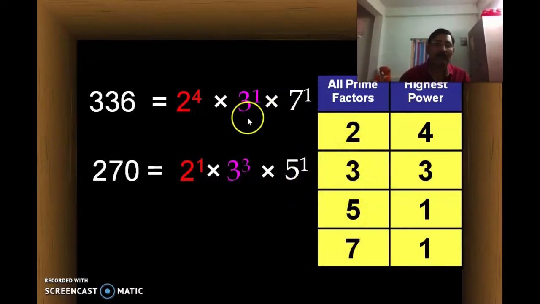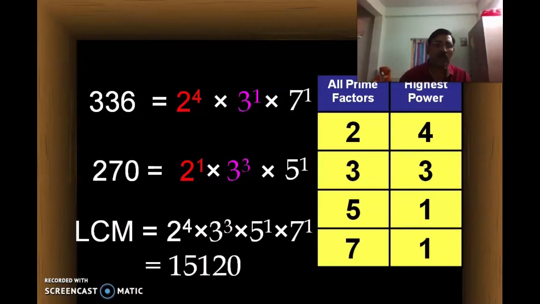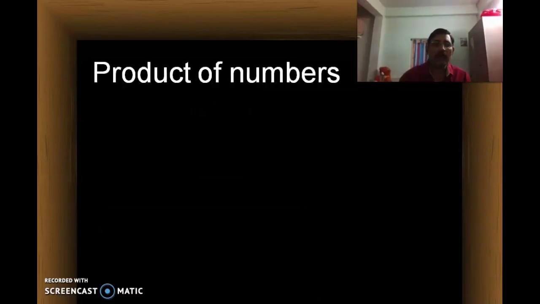Now for HCF we took the smallest power, whereas here we consider the highest powers. If we observe here, for 2 the powers are 4 and 1, the highest power is 4. For 3 the powers are 1 and 3, highest power is 3. And of course for 5 and 7 it is 1. So required LCM is 2 power 4 into 3 cube into 5 power 1 into 7 power 1. We get 15,120.